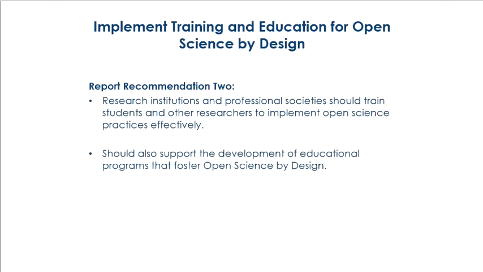So I think next, we're going to go ahead and move on to the second recommendation that we're going to discuss today, and we're going to give the power back to Tom to open this discussion. Thanks very much, Amanda. The second key recommendation we'll cover here is implement training and education for open science by design. Two elements of that are research institutions and professional societies should train students and other researchers to implement open science practices effectively. And the stakeholders should also support the development of educational programs that foster open science by design.